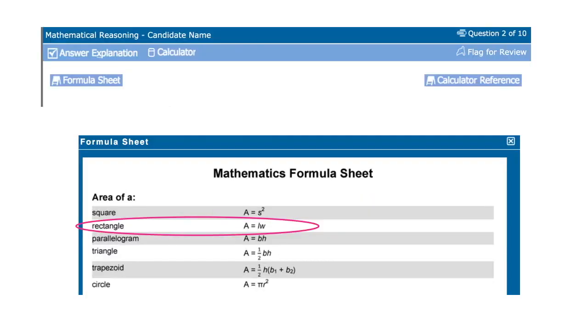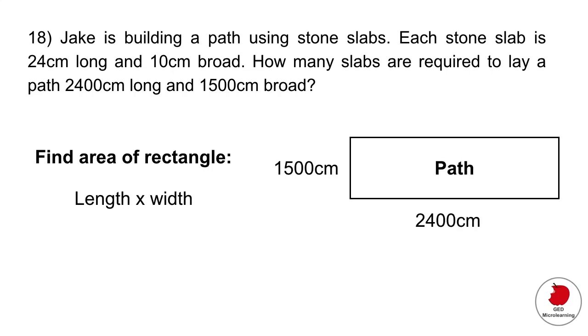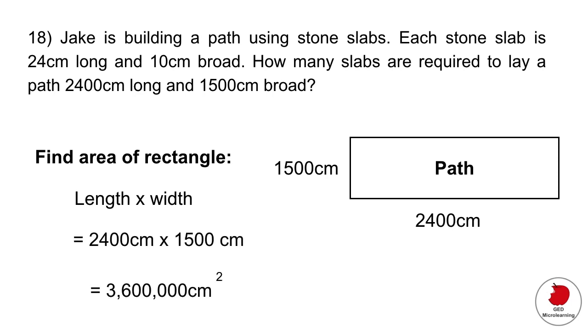So if you go to your formula sheet, which is provided for you in the GED, and you look at the area of a rectangle, there it is. It's length times the width. So if you go ahead and find the area of the rectangle for the slab or the brick, all you would do is multiply the length and the width. So 24 times 10, that's 240. And then you're going to repeat the same thing for the path. You multiply the length times the width, and that gives you this number.